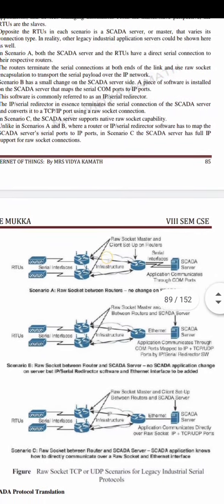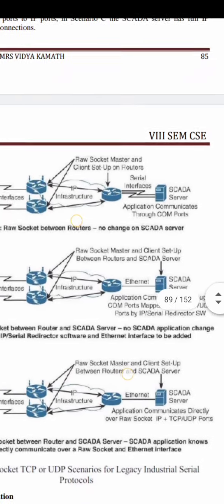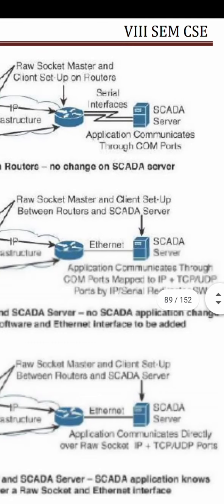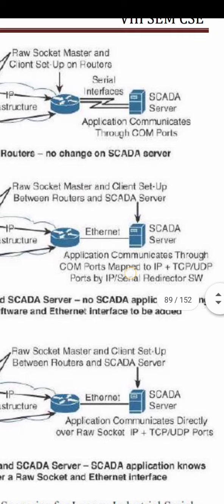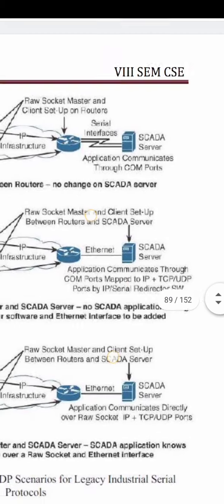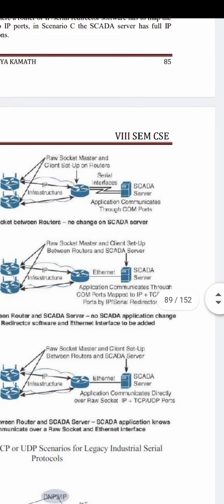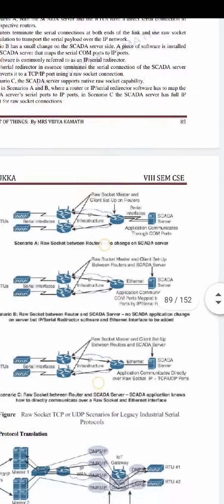In scenario B, you will have a small software embedded into the SCADA server. That software is called the IP or serial redirector software. This will convert your serial connections into corresponding TCP/IP ports. So the raw socket master capability is there in the server with the help of this small software.